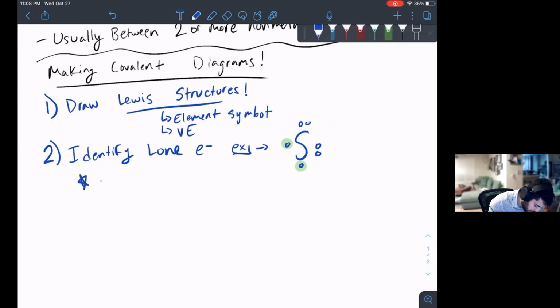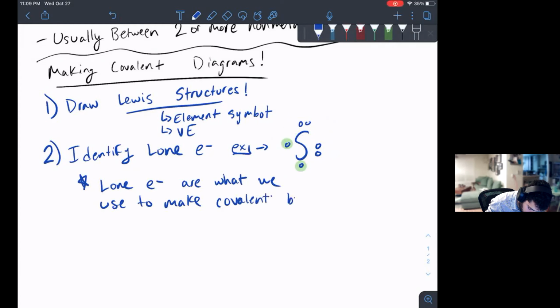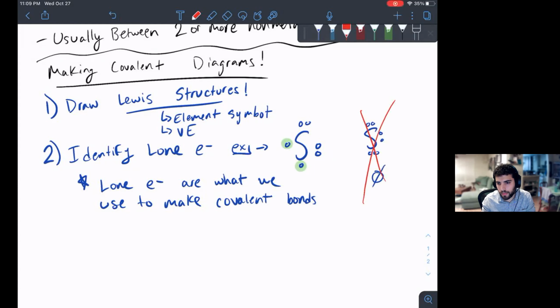Little caveat, this is important because lone electrons are what we use to make covalent bonds. So our lone electrons are what we use to make covalent bonds. And because of that, we can see that if you drew your sulfur the wrong way, where you put all the electrons in pairs, you would have 0 bonds. And that is why this is wrong. All right.